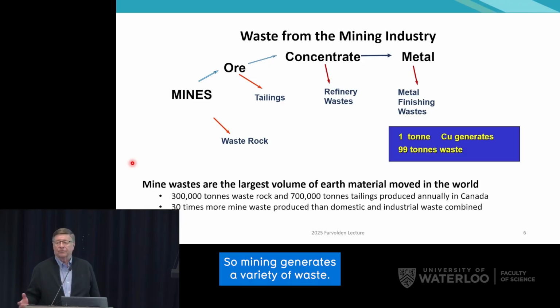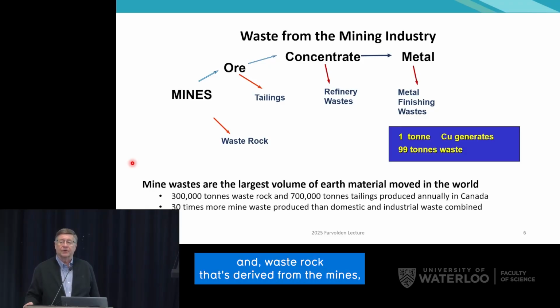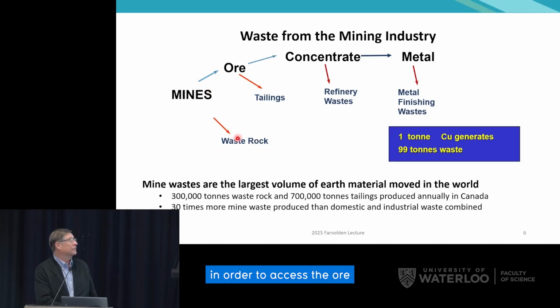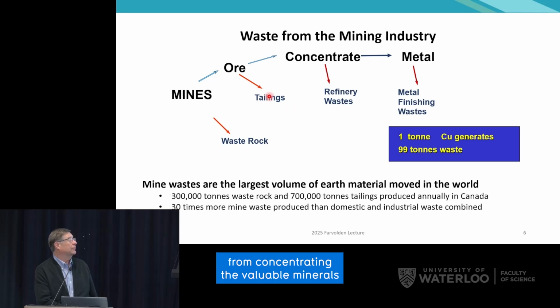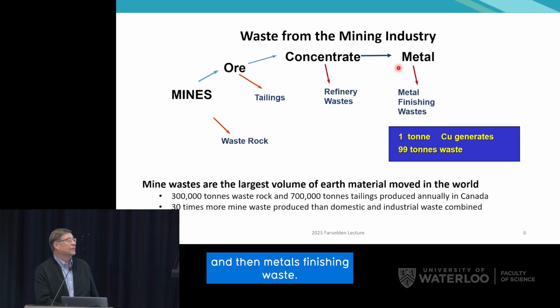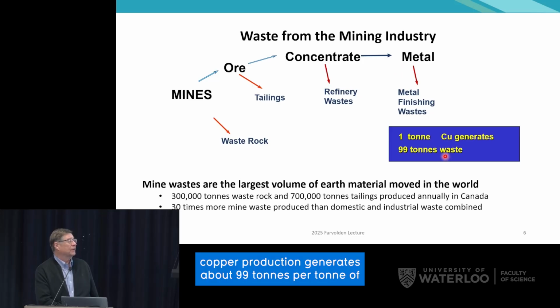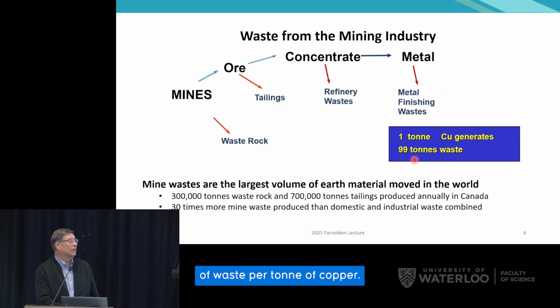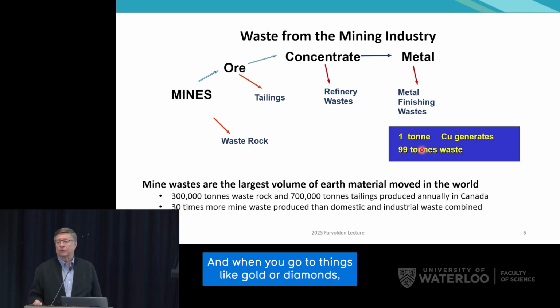So mining generates a variety of waste. The mines themselves are sources of contamination, then waste rock derived from the mines in order to access the ore, then the tailings derived from concentrating the valuable minerals from the ore, and then the refinery wastes, and then metal finishing wastes. All in all, copper production generates about 99 tons of waste per ton of copper, and when you go to things like gold or diamonds, that waste ratio gets much worse.